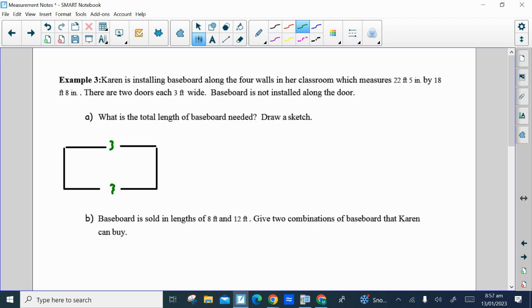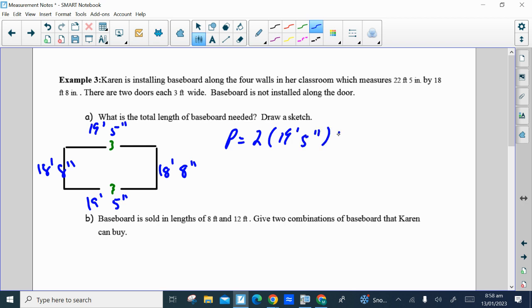But either way I've drawn it, the 3 foot where the doors are on the longest side. So if we take 3 feet away from the 22 feet, that would leave us with 19 feet and 5 inches. The widths haven't changed. That was 18 feet, 8 inches. So like we did before, let's multiply the 2 dimensions by 2 instead of adding up all 4.